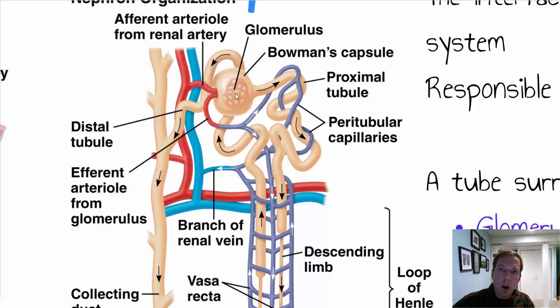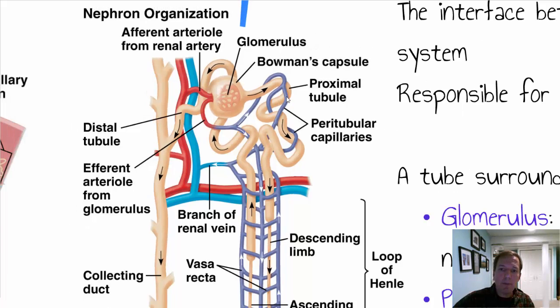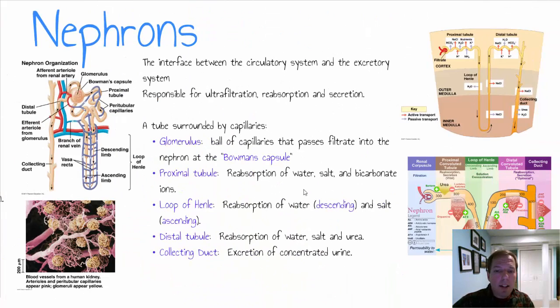This is the place where ultrafiltration occurs, where water and any dissolved solutes are passing out of the blood and are being collected by the Bowman's capsule to be able to start moving through the tubules of the kidney nephron. Back at the proximal tubule, this is where reabsorption is going to begin, and many of the nutrients, as well as some of the water and salts, are going to be brought back into the blood.